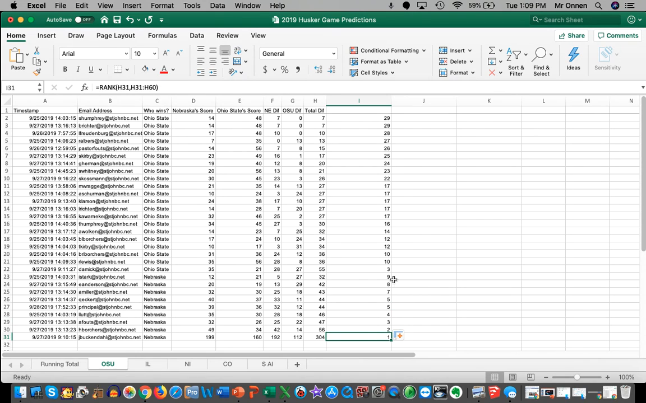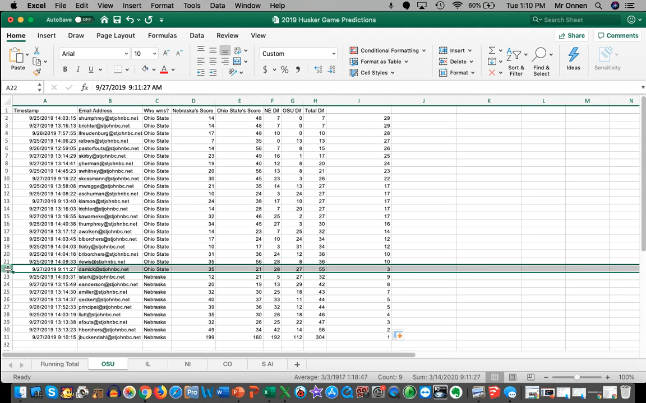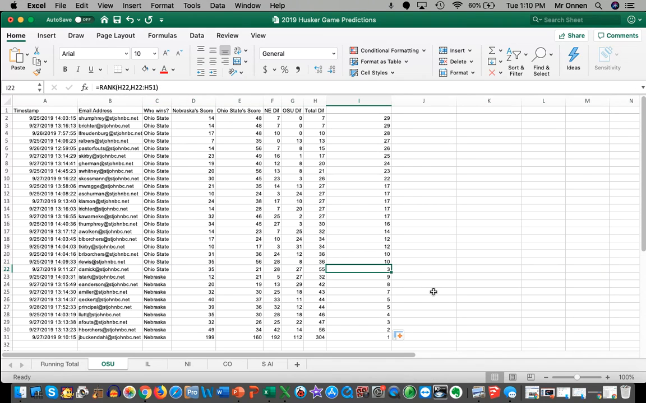Now, here's the problem. This is the catch that I have: this person was far enough off with his prediction. Even though he had Ohio State winning, his score was off a ways. So he should actually be at 9th. And so I'm just going to manually put in 9th, manually put in 8th, 7th, 6th, 5th, 5th, 4th, 3rd, and the rest should be fine. So those I had to manually fix. There's probably a formula for that that's not for today.